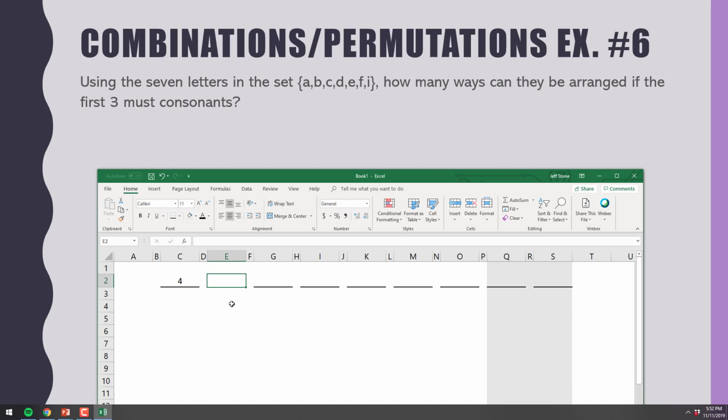So next up, the next one has to be a consonant. So how many are left? 3. And then the third one must be a consonant, right? So 2. Now, for the last 4 spots, how many choices are there? There's whatever was in the original set, 7, minus the 3 that we've already used, right? The fact that there's a 4 and a 3 and a 2 there has nothing to do with anything. That just means now we've used 3 letters. So what's left? There are 4 left, and then there are 3, and then there are 2, and then, of course, the last one, right?